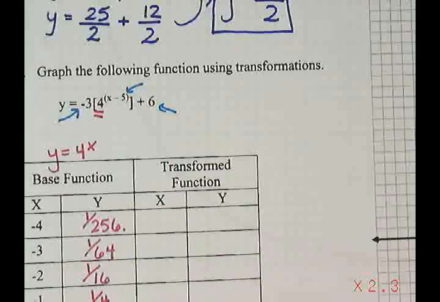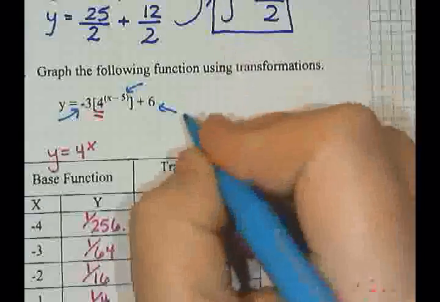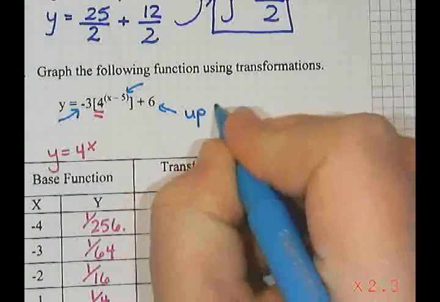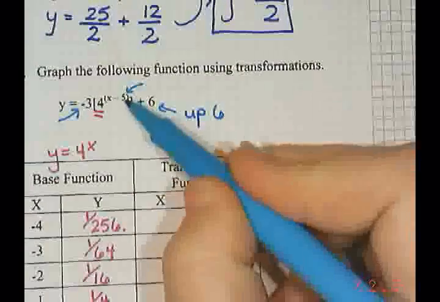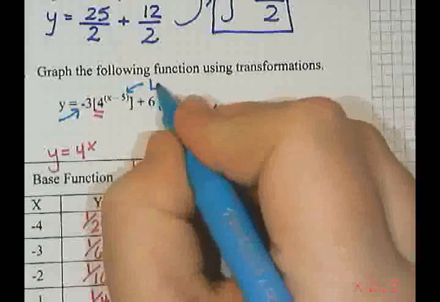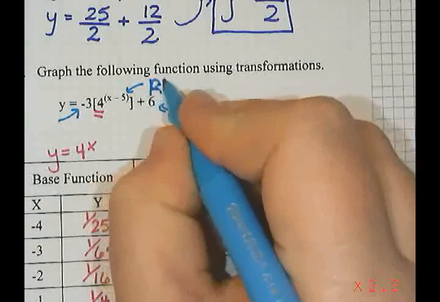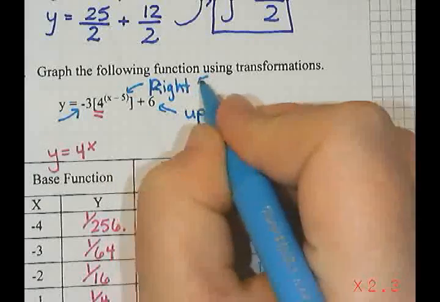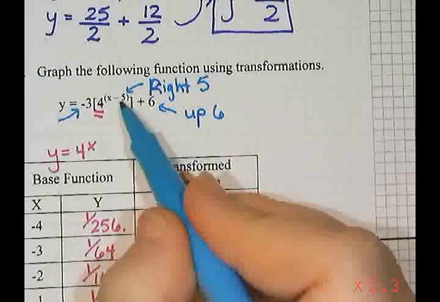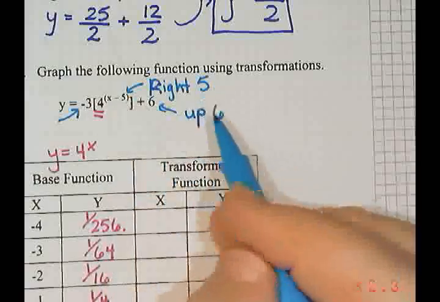So I'm going to start with the plus 6. That plus 6 is going to take the graph and move it up 6. The minus 5 is going to go left, nope, right 5. It always does the opposite of what you would think. So a plus would go left, a minus goes right.